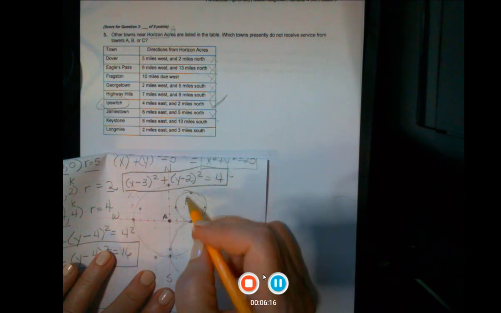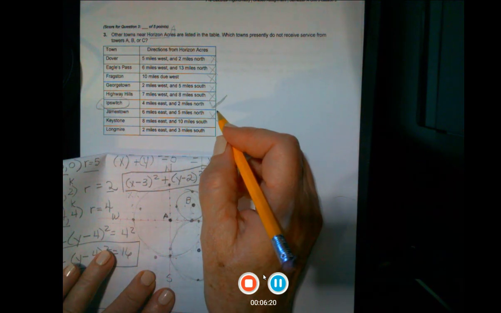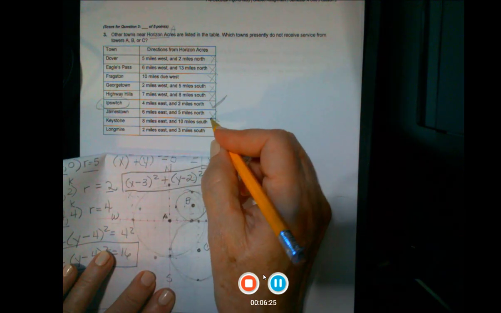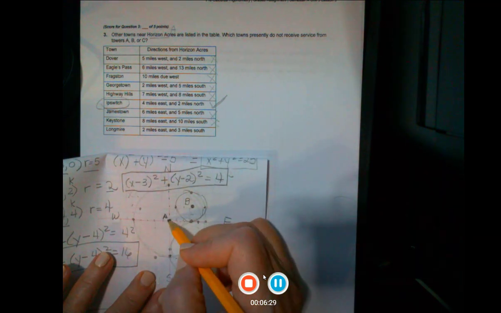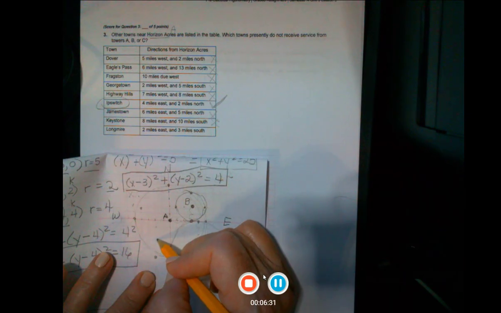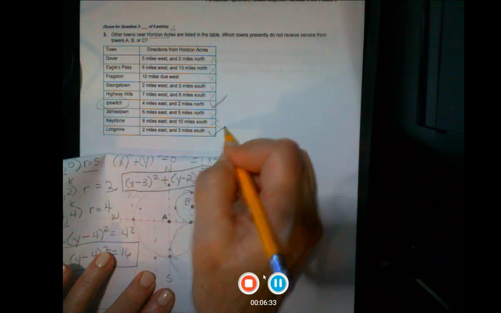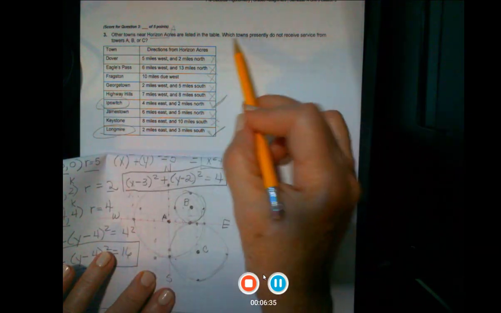Big check there. All right, Jamestown is 6 miles east and 5 miles north. Nope. Keystone is 8 miles east and 10 miles south. Nope. And Longmire is 2 miles east and 3 miles south. So check. There are 2 cities, towns.